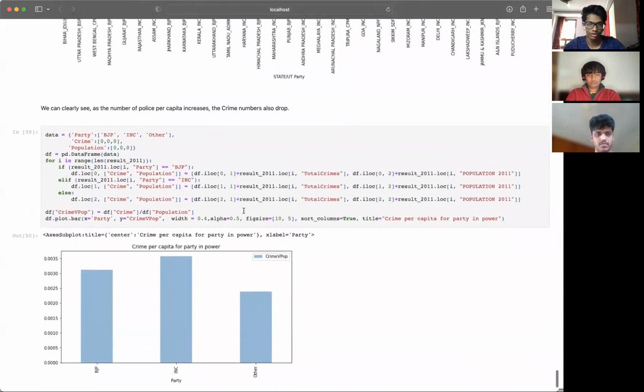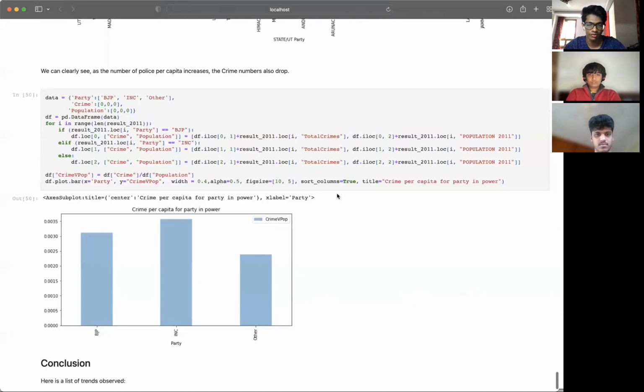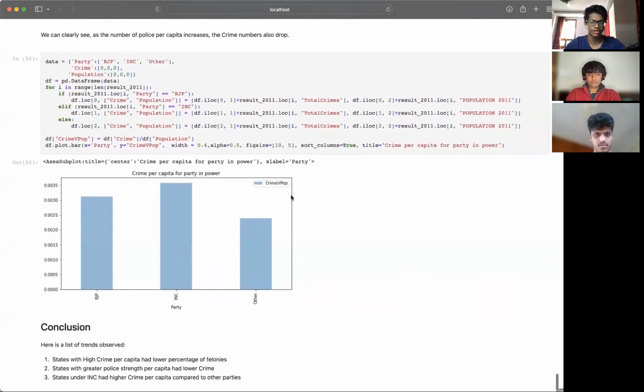And one more, taking a look at the political party at power, we consolidated the data set to check which political party was in power when the crime numbers were collected. We compared Indian National Congress, BJP, and I just left the others as others, because INC and BJP are the two major parties of India. This is not an absolute number. This is the crime committed per capita, and INC had the higher crime per capita compared to BJP, and others had the lowest.